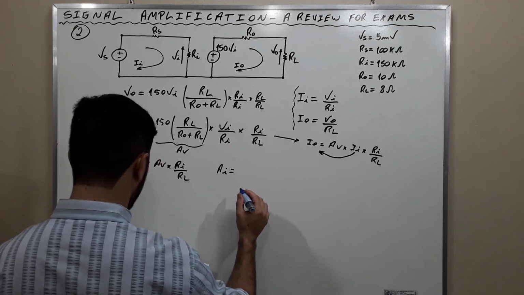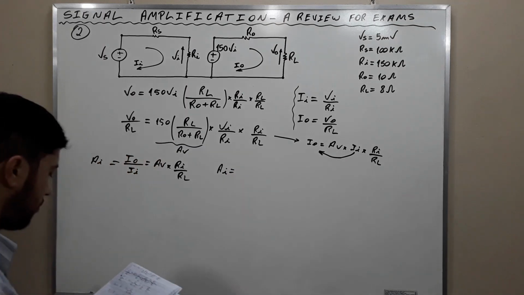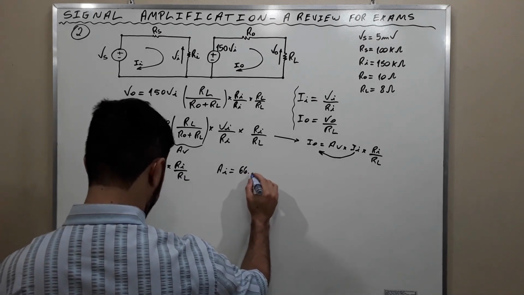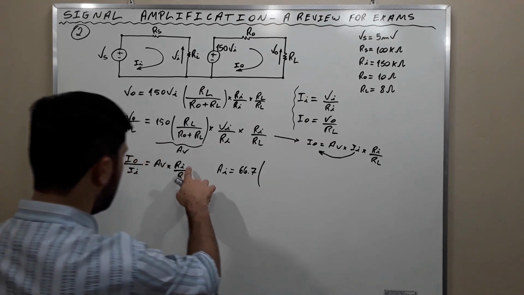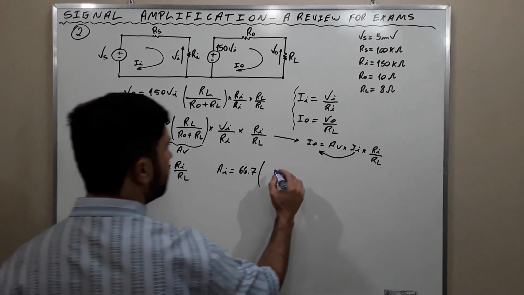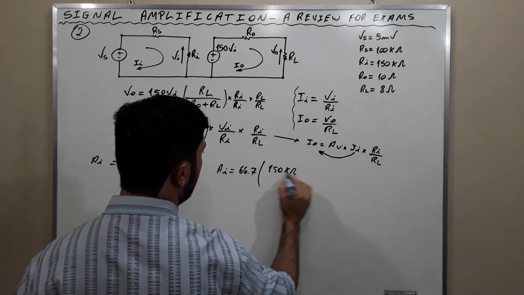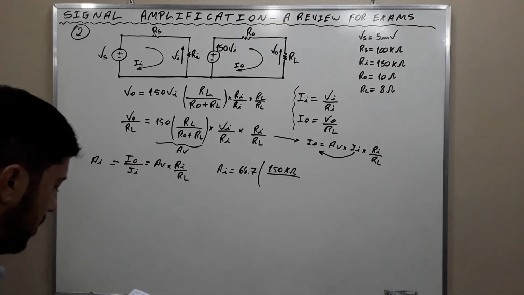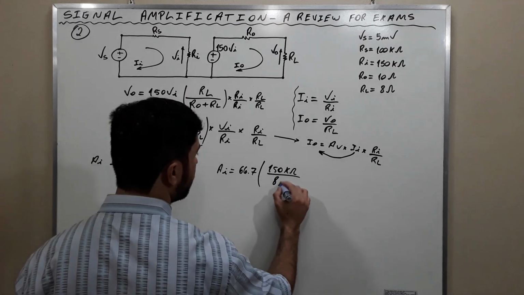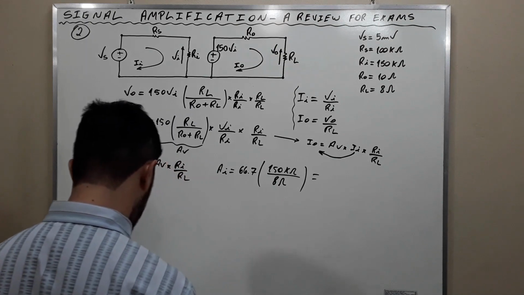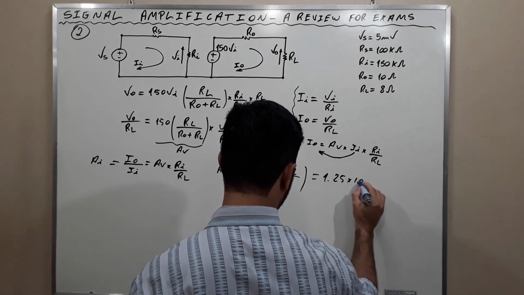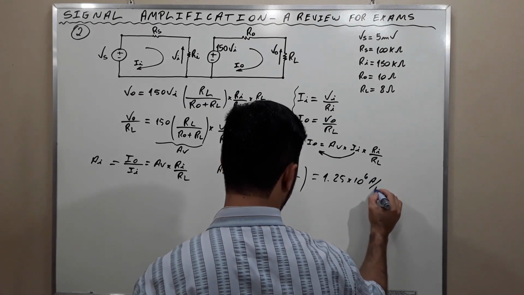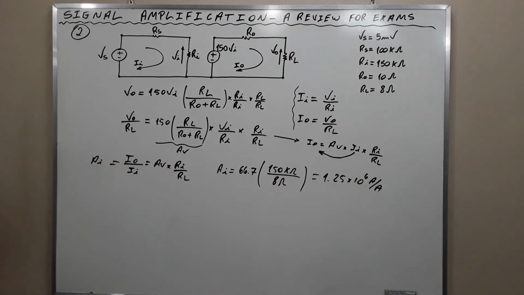And we've substituted the values, we find that AI is equal to the voltage gain. We calculated the voltage gain already. 66.7 multiplying RI 150 kilo ohms divided by RL. RL is 8 ohms. And this is a current gain of 1.25 times 10 to the 6th amperes per ampere. Okay, this is the current gain.